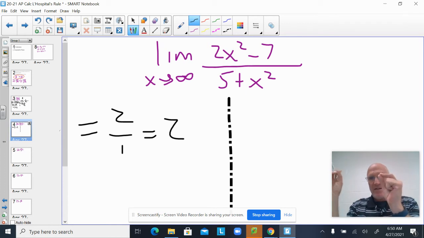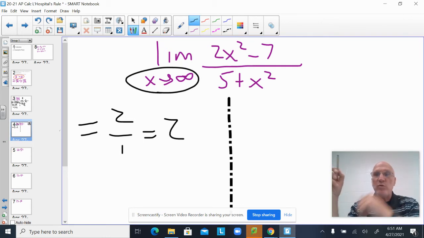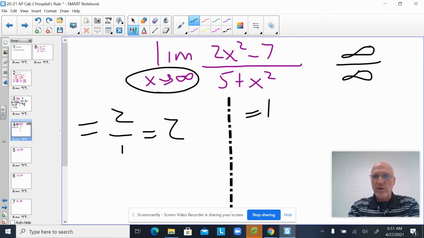Remember, that process of identifying where the biggest exponent is and acting accordingly only really matters as x approaches infinity or negative infinity. You can't do that process as x approaches 1 or 2 or 0. But since direct substitution does lead to infinity over infinity, let's use L'Hopital just to show that we could.